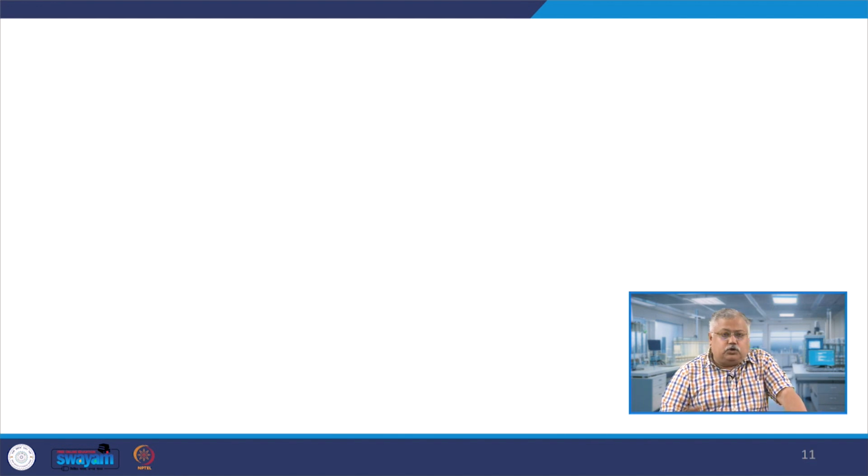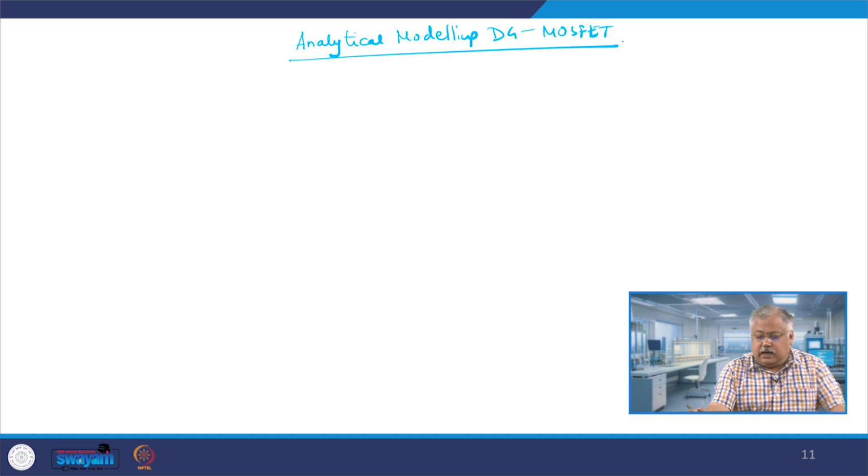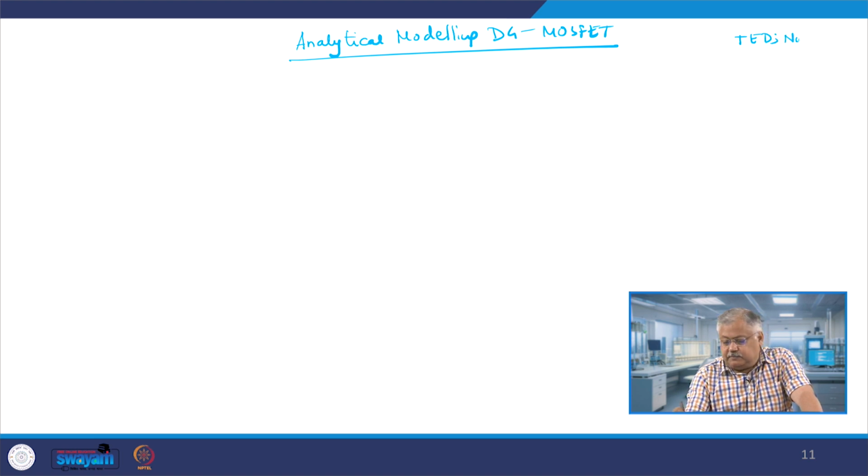MOSFET here. Now, let me also come to a brief idea about the analytical modeling of a double gate MOSFET. So, I give you the expression here: analytical modeling of DG MOSFET, taking a Gaussian profile. I am taking this from one of our research group's papers, published in IEEE Transactions on Electron Devices in November 2013, with my co-authors.